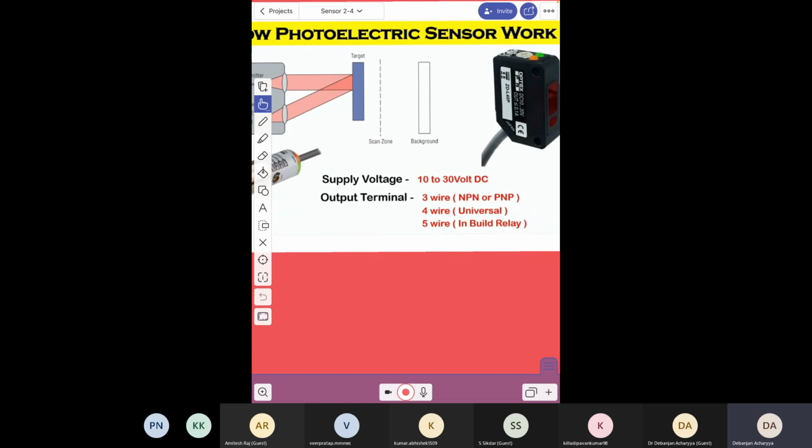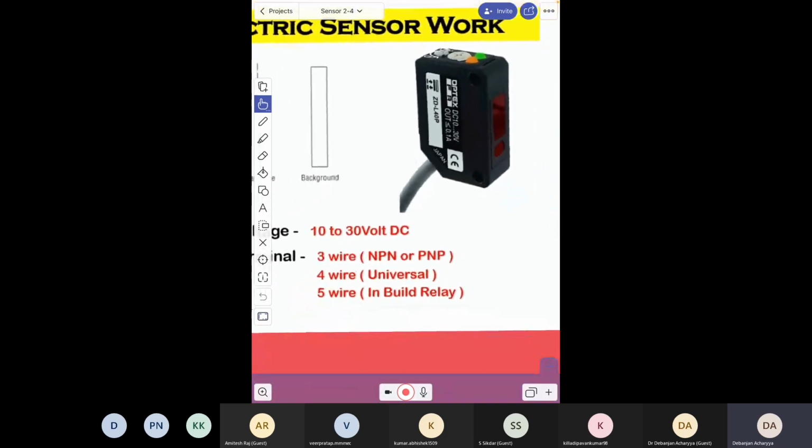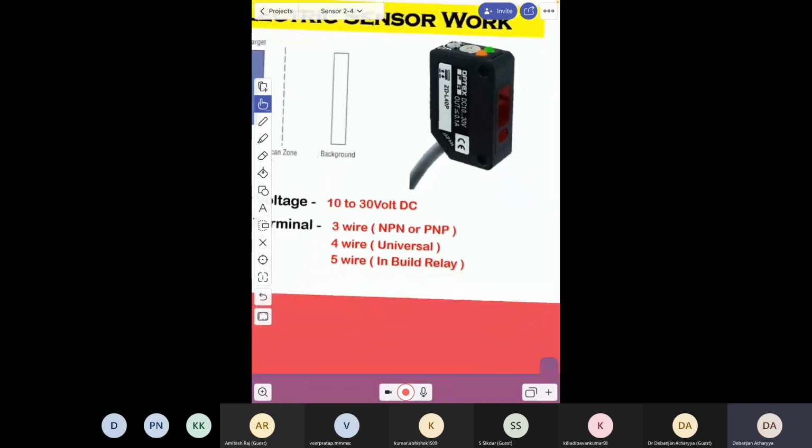A photoelectric sensor generally works with a supply voltage of 10 to 30 volt DC. You can see it over here also. If I zoom in, you can see DC 10 to 30 volt. So our photoelectric sensor generally works in the range of 10 to 30 volt DC.